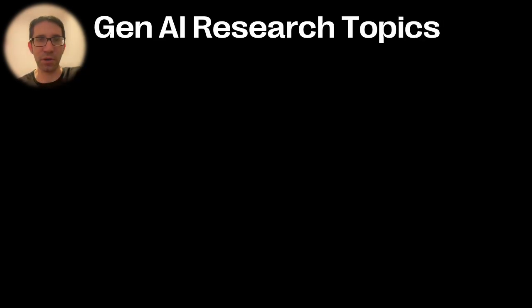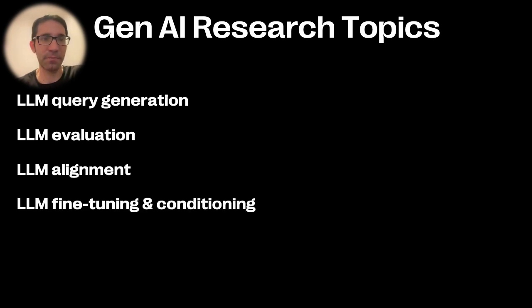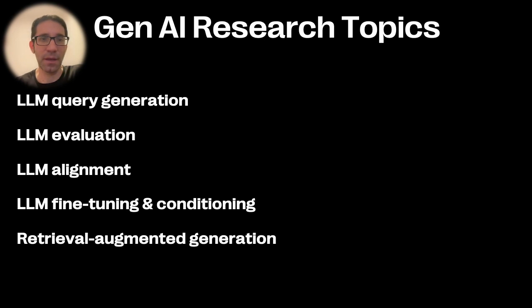The Gen AI research topics are large language model query generation, the evaluation of the performance of large language models, alignment, so things like bias and toxicity, LLM fine-tuning and conditioning, optimization of retrieval augmented generation, and the generation of synthetic data.